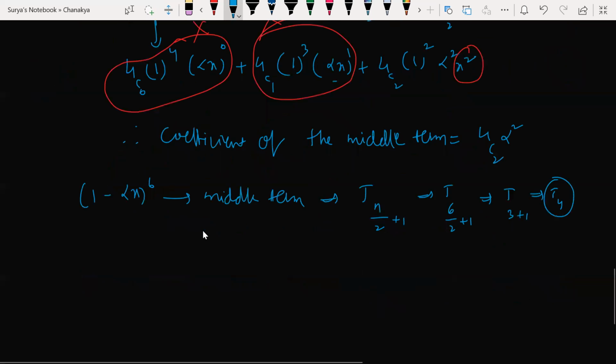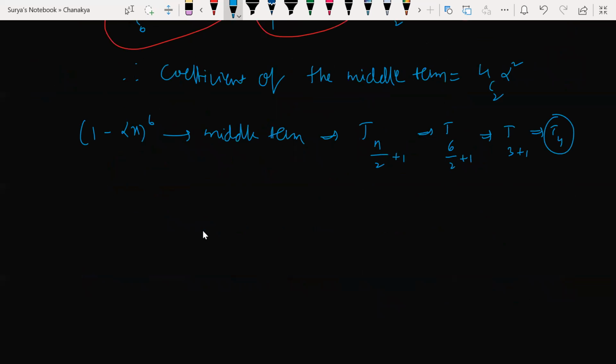So we'll be finding the fourth term first. What is the fourth term of this? Let's see. The first term is 6C0, (minus alpha x) to the power of 0, plus 6C1. Here we'll get alternate signs.